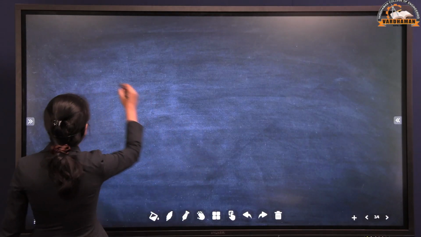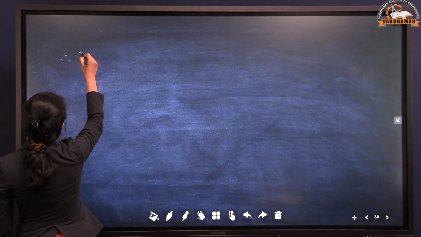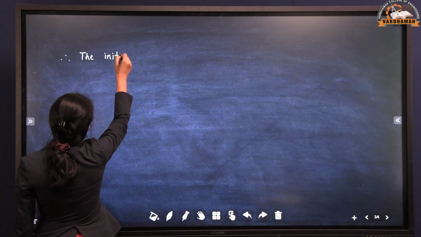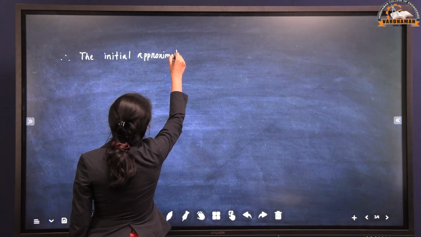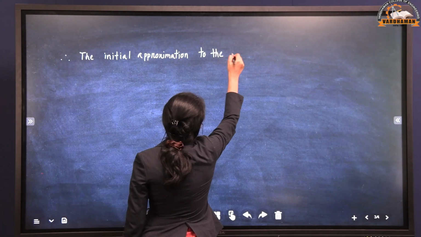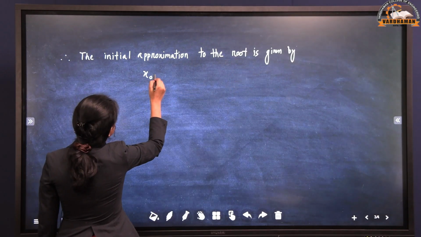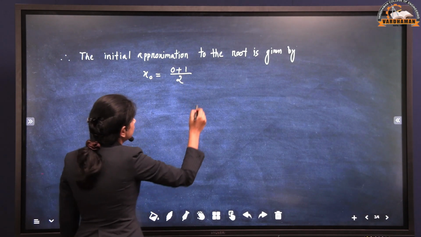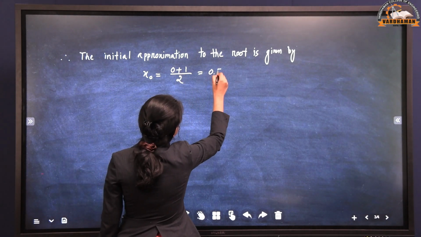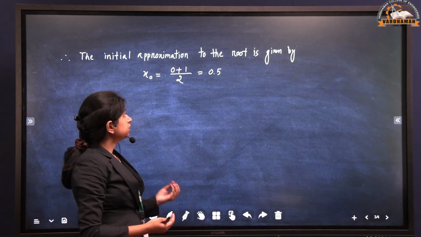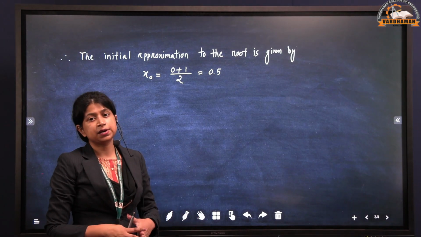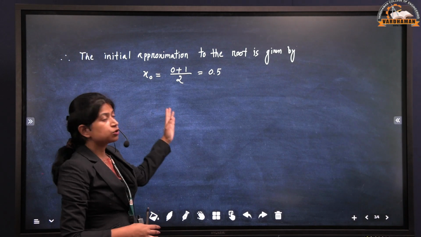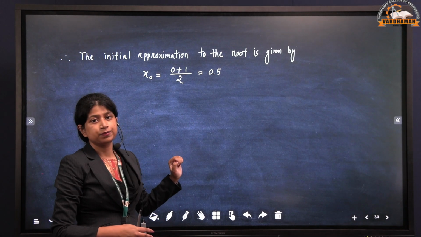Therefore, the initial approximation to the root is given by x naught equal to 0 plus 1 by 2, that will give you 0.5. So the initial approximation in this method is given by a plus b by 2. Here a is 0, b is 1, so we are getting 0 plus 1 by 2, that is 0.5.